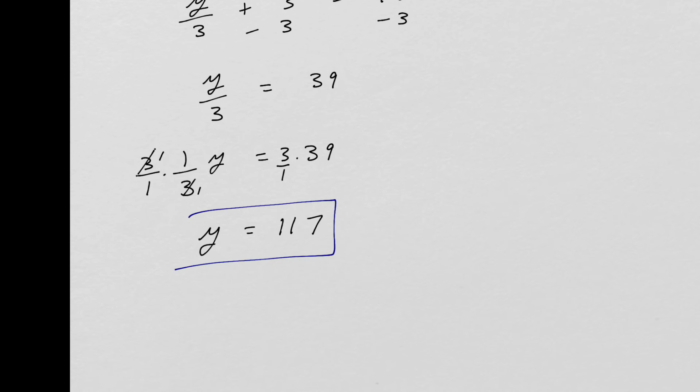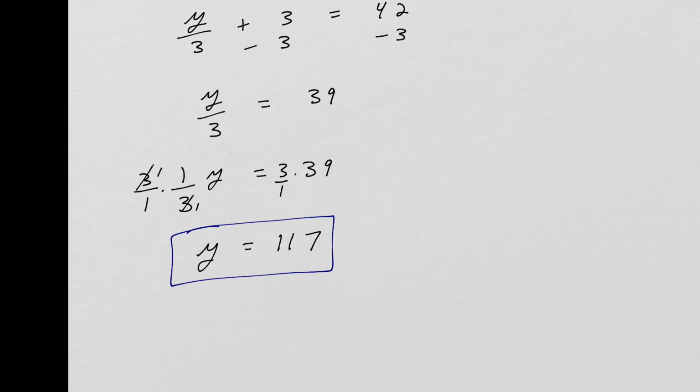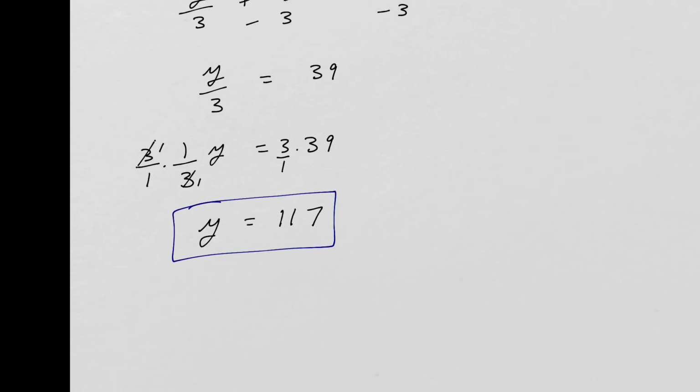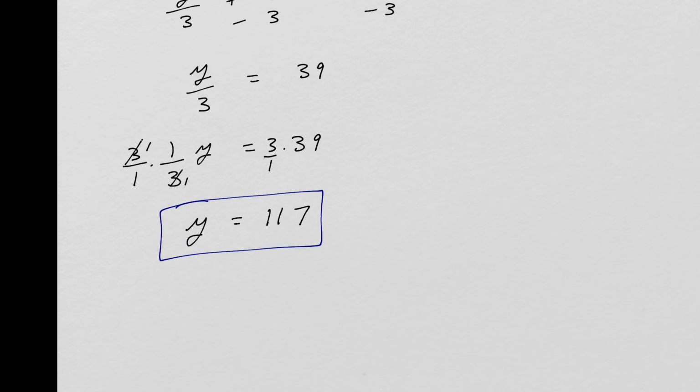So y equals 117. But again, to solve that, we had to do 2 steps, right? I had to subtract 3 from both sides first. That gave me y over 3 is equal to 39. And then to isolate the y, to get 1y, I had to multiply both sides by 3 so that the 3's canceled, right? Or you can think of it as multiplying by 3 over 1. And then finally I got y is equal to 117.